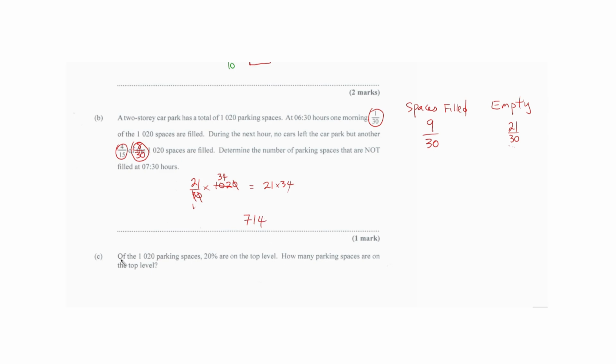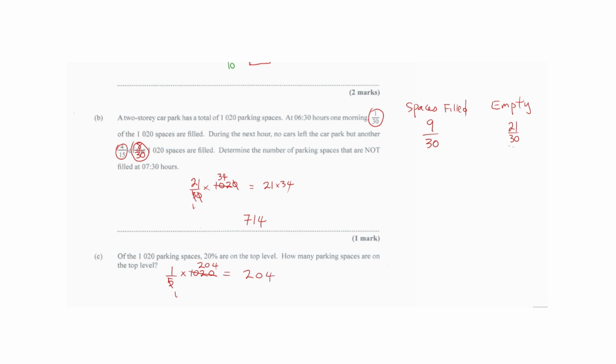Part C. Of the 1,020 spaces, 20% are on the top level. How many spaces are on the top level? 20% is 1/5. So we do 1/5 of 1,020. And 5 can go into itself, 1 there, and into this 204 times. So 20% would be 204.